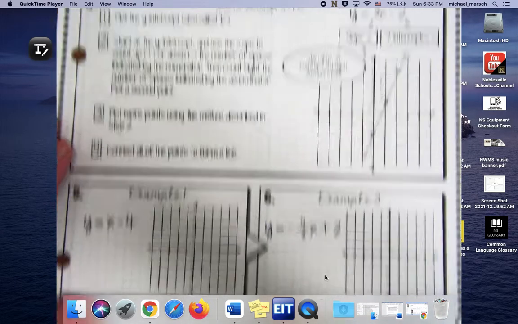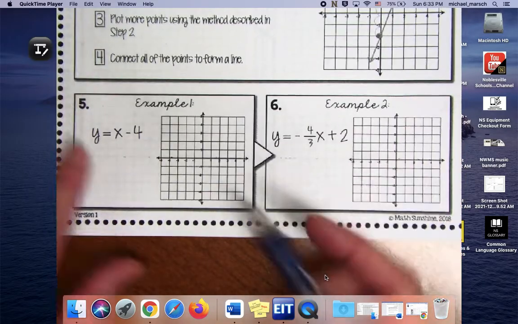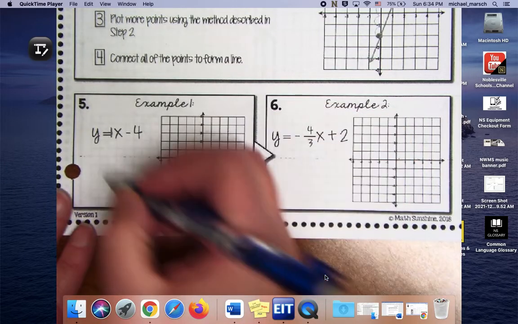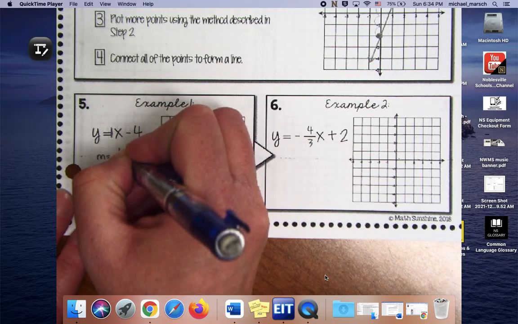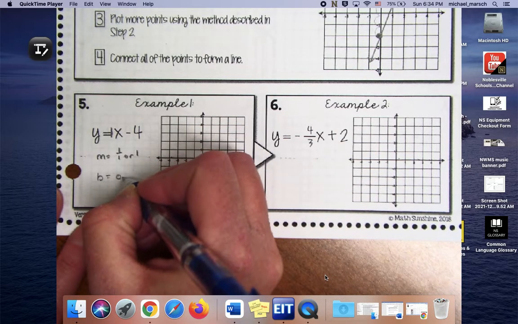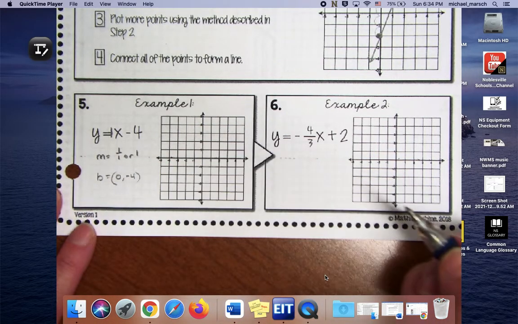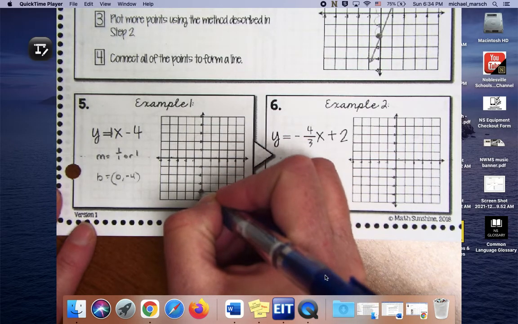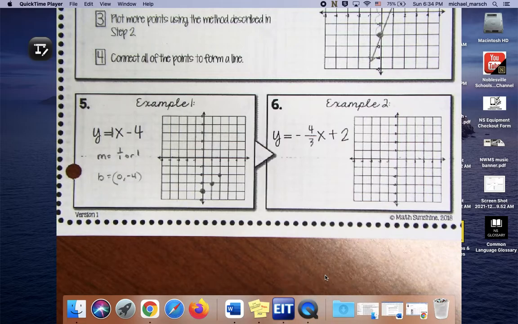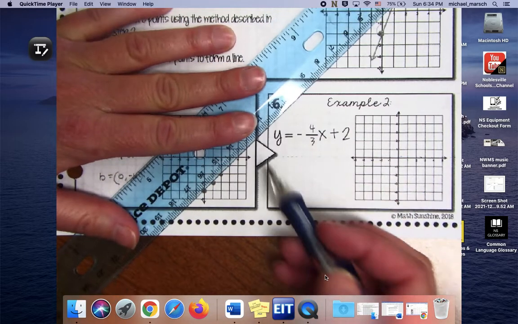We're going to do a couple more together just as a refresher. So if you remember here, there's a secret 1 hiding here. So for this, my slope is 1 over 1, or 1, and my y-intercept is (0, negative 4). So I'm going to plot my y-intercept, and then I'm going to go up 1 over 1, up 1 over 1. And then I'm going to connect those.